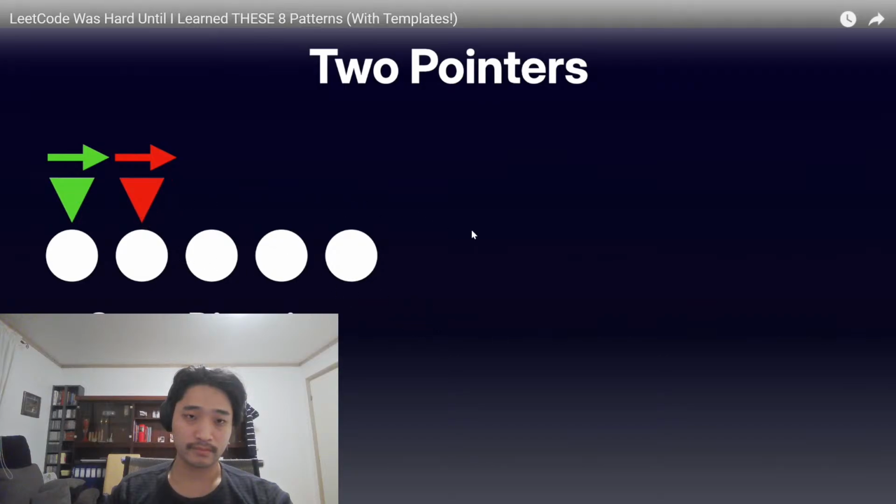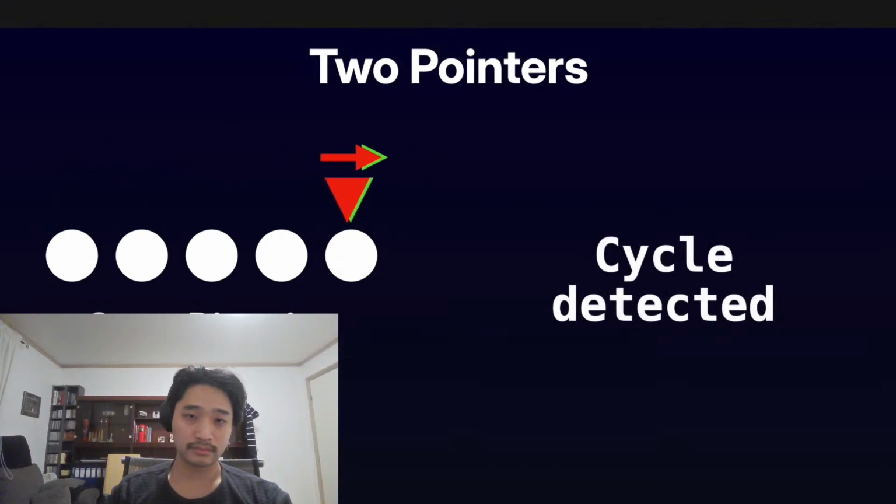A common use case is the fast and slow pointer approach for detecting cycles in linked lists, or for finding the middle of the list. The slow pointer moves one step at a time, while the fast pointer moves two steps. This allows you to efficiently check for cycles or find key elements.